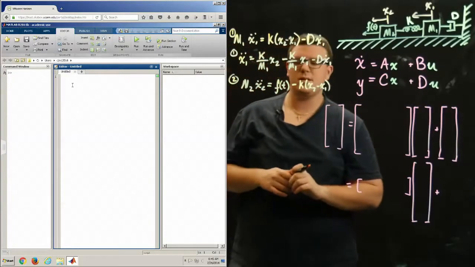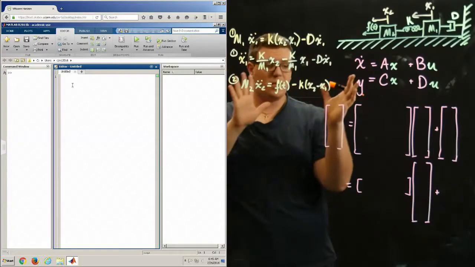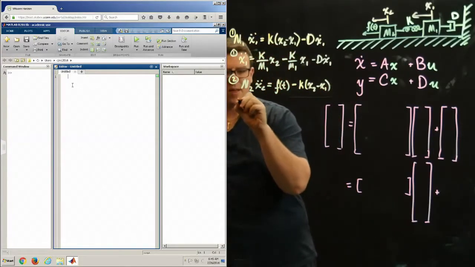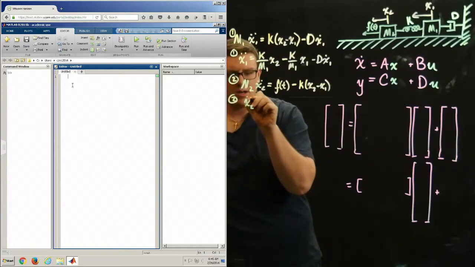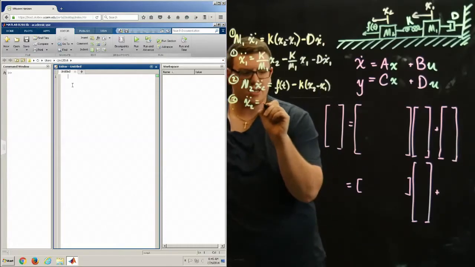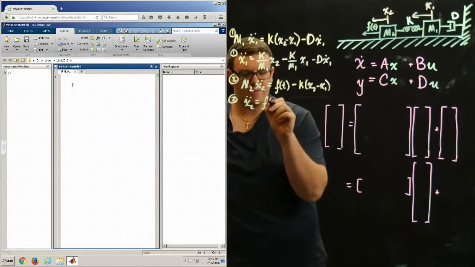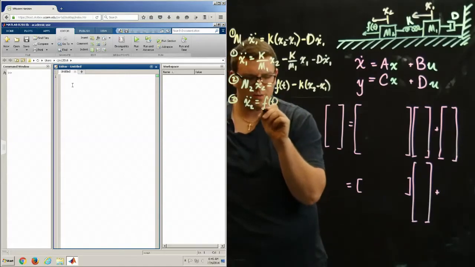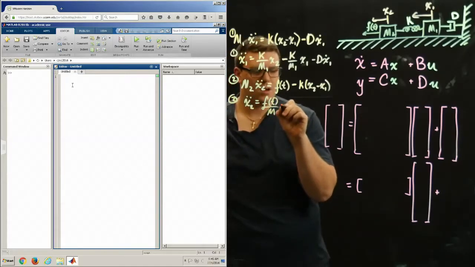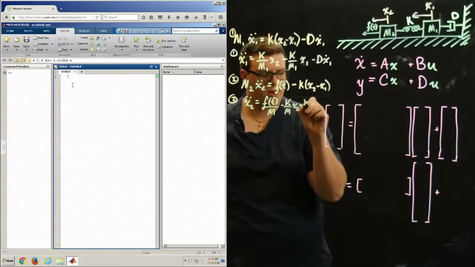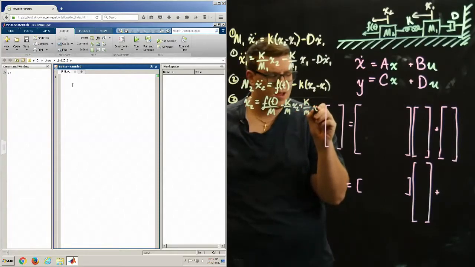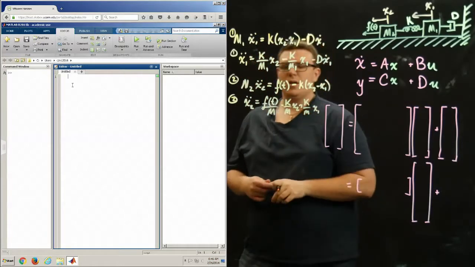Yes, okay. So now we have to do the same thing, put it in the same form. So if we do that for equation 2 here, we get x2 double dot is equal to f of t over m, minus k over m x2 plus k over m x1.